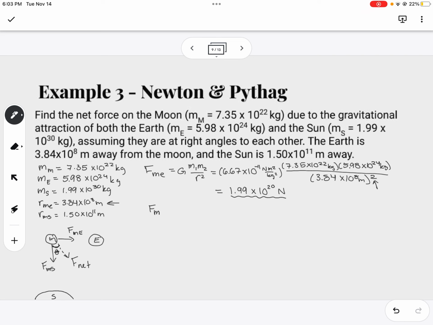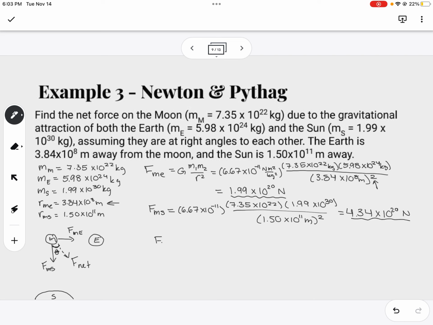You're going to follow that same exact process to figure out the force between the sun and the moon. So I'm still going to have that G constant, 6.67 times 10 to the negative 11th. I'm going to drop units for this one. Don't hate me. Mass of the moon, 7.35 times 10 to the 22. Mass of the sun is 1.99 times 10 to the 30th, divided by the distance between them, squared. And we're going to get 4.34 times 10 to the 20th newtons. Okay, so those are your two forces.